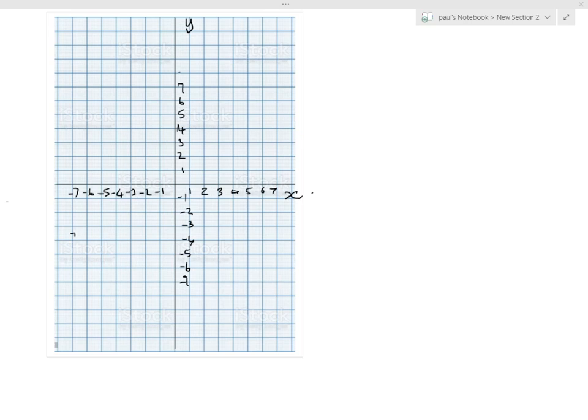Okay, here we go with another one. This is coordinates and Pythagoras. Okay, this is lesson 15.